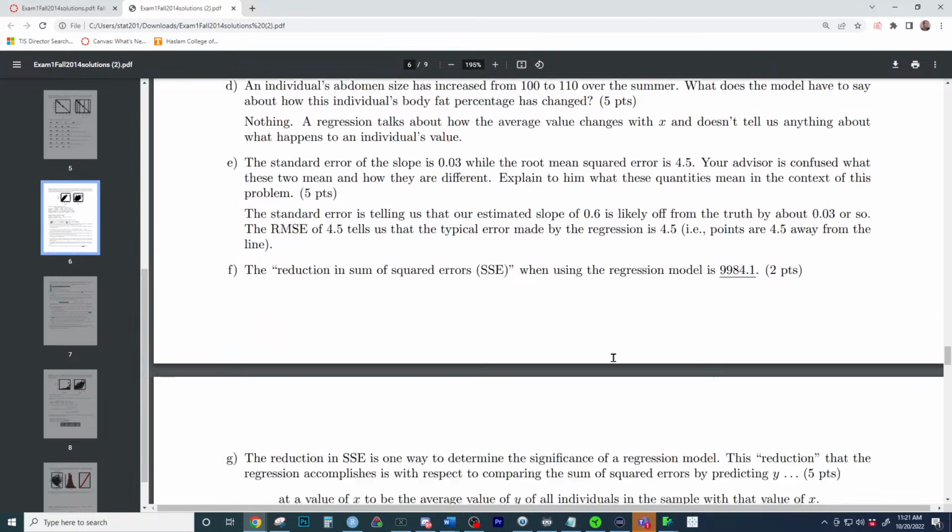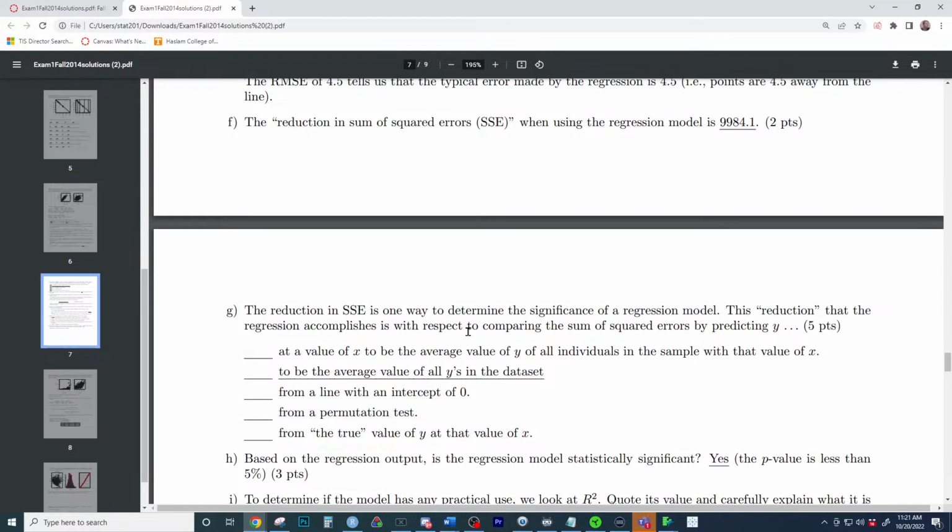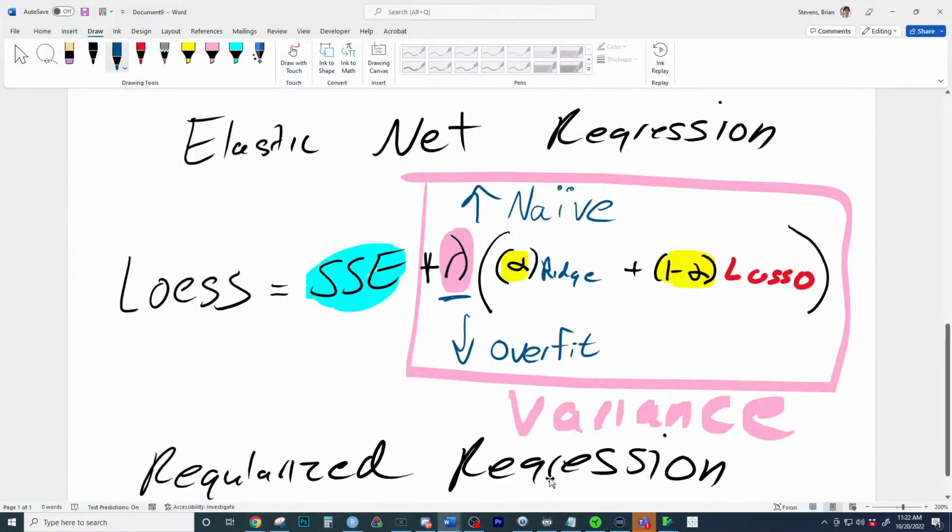This is how much our X does for us, so it's just right there. The reduction in sums of squared error is one way to determine the significance of the model. This reduction that the regression accomplishes is with respect to comparing the sums of squared error by predicting the average. And what is the average right here? The average of the y values is known as the what model? Once again, review from 474. The average of the y model, which is the most basic model possible. The average of the y model is what? It's on the screen.